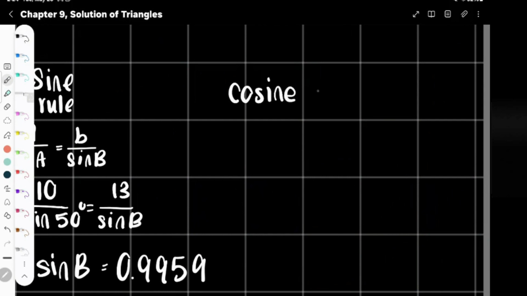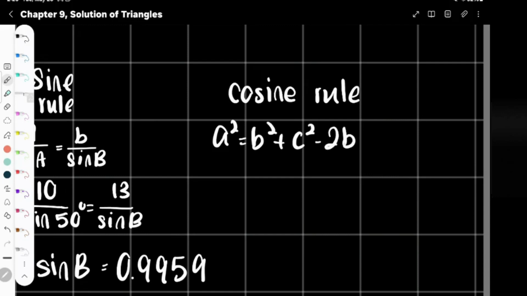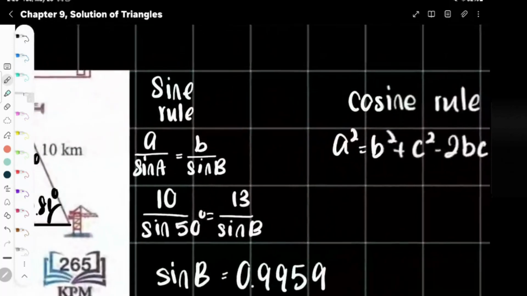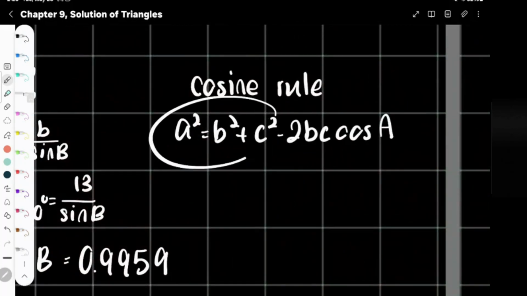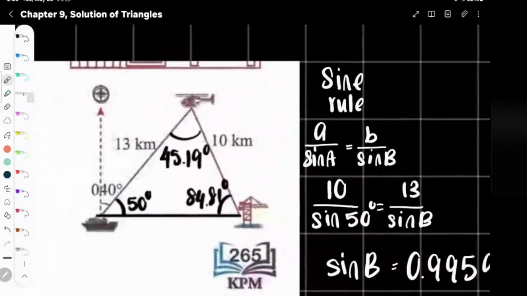What is the cosine rule? The cosine rule states that a squared equals b squared plus c squared minus 2bc cos A. This is the cosine rule. So we have to know what is a and what is b. If I give you a hint, b and c are not important in what value you put, but for a you have to pick the correct one, the side opposite the angle, capital A.